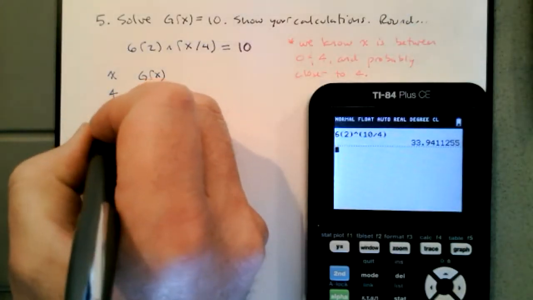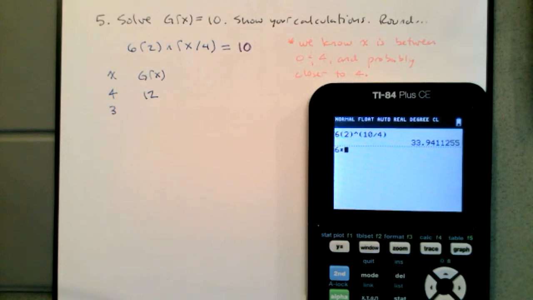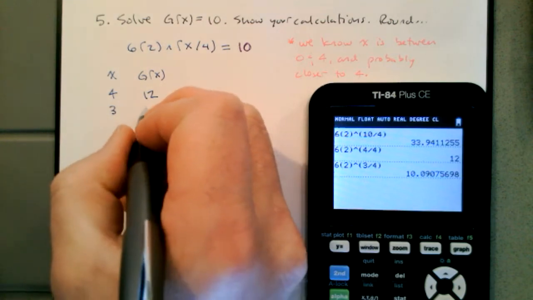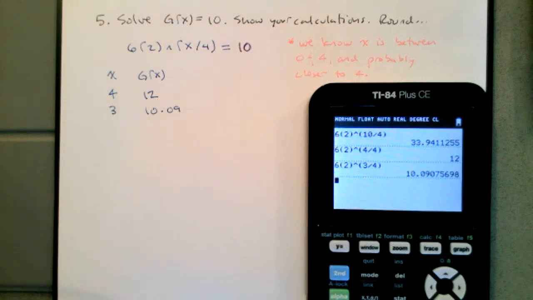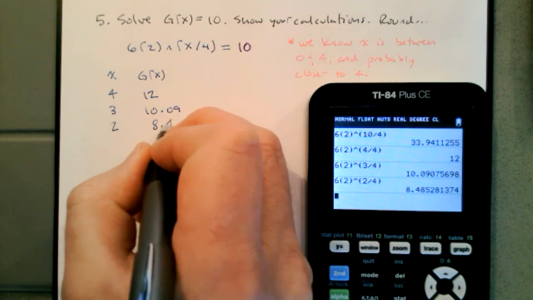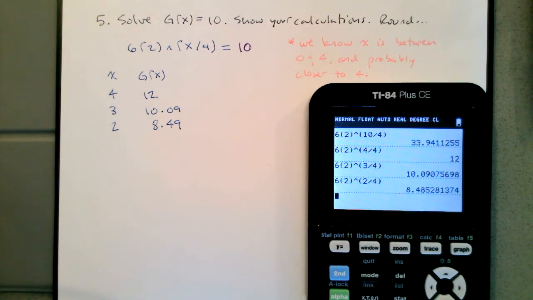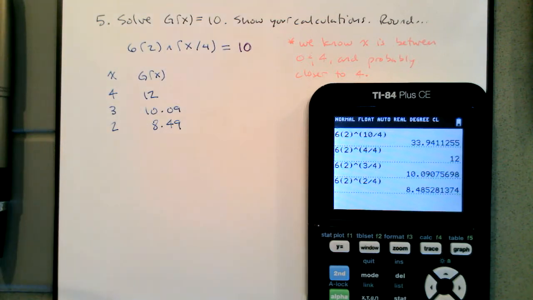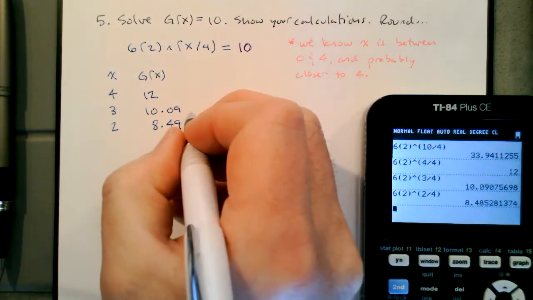So I'm just going to grab my calculator. When x is equal to 3, I need 6 times 2 to the, so 4, if I do 4 over 4, that gives us 12. If I do the same calculation but with a 3, that's 10.09. If I do 2 to the 2 over 4, that's way too low. So now I've narrowed it down even more. I know I'll get exactly 10 if I'm between 2 and 3, but closer to 3 because the 3 came out very close. So now we know x is between 2 and 3.